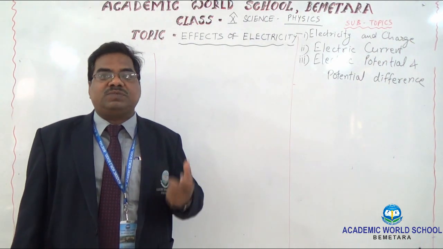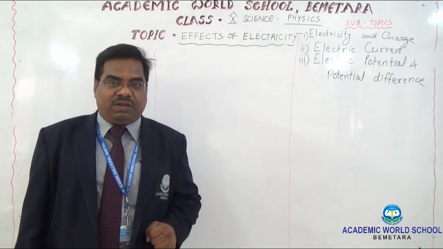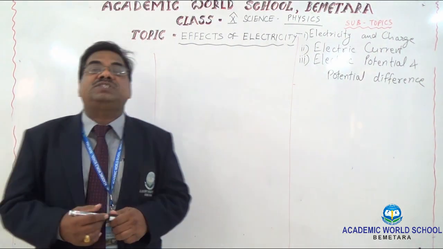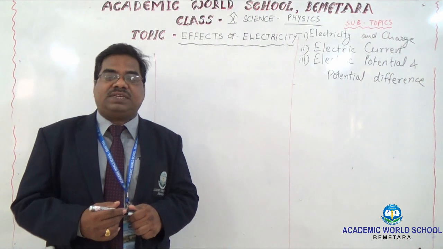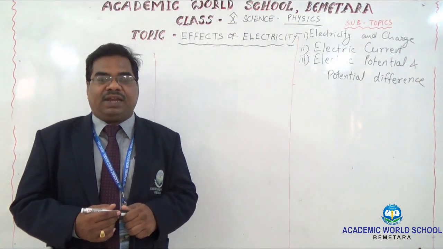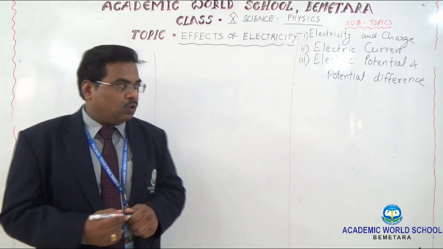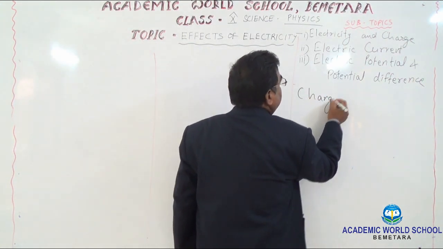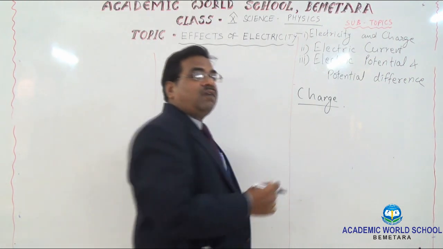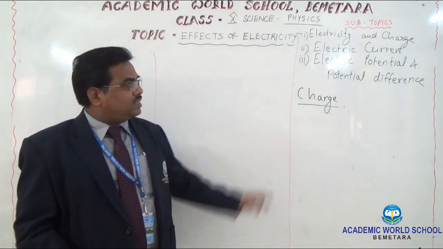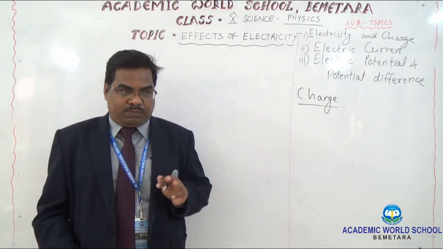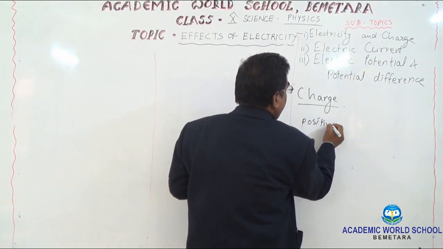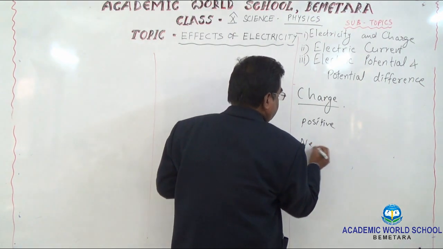What is electricity then? How does this energy come in these wires in which the bulb is connected? It is due to the charge. The charge flows in these wires and then it becomes electricity. So the first thing, the charge. It is a fundamental thing. Charge is of two types: positive charge and negative charge.